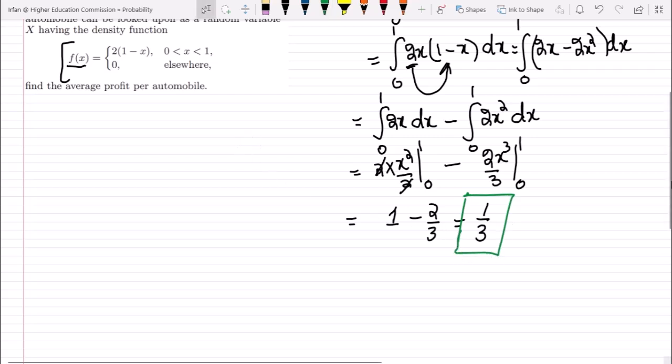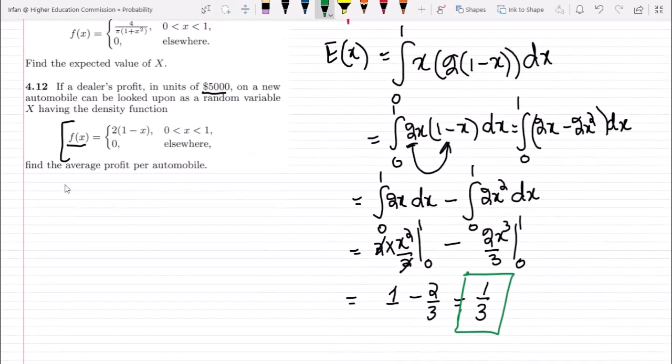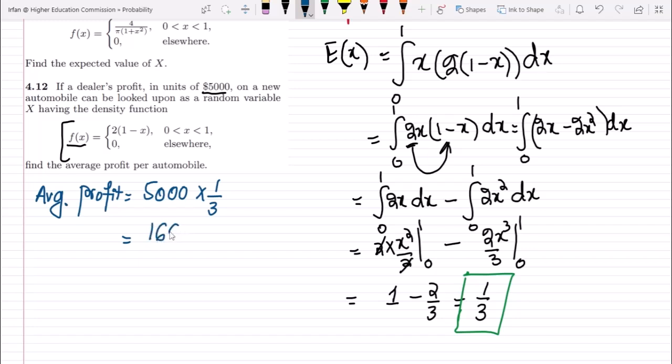Now we knew from the statement that the unit profit is $5,000. So in order to find the average profit, what do we have to do? We have to find the average profit here. To find the average profit, I have to multiply this 5,000 with 1 by 3. So it will become 1666.67 or so, and this is in USD and this is the solution of our problem.